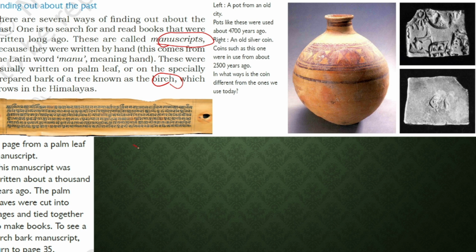This is an example of a manuscript we can see. This is a page of a palm leaf manuscript, written 1000 years ago. Palm leaves are cut into pages and tied together to make a book. Apart from that, pottery is another example for us to study.